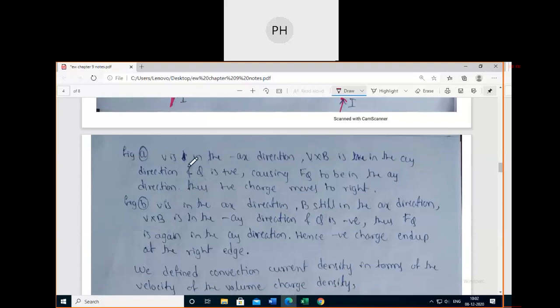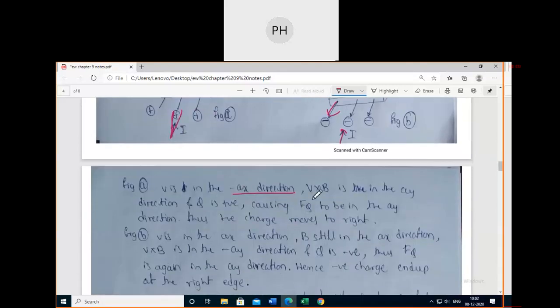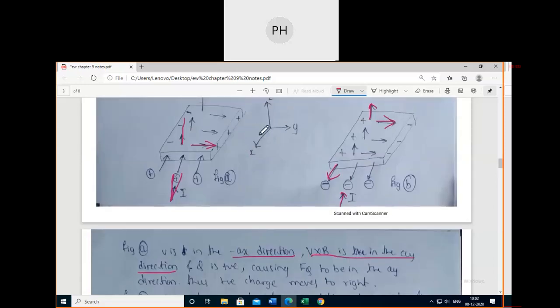In figure A, v is in the minus a_x direction. This is the minus a_x direction. v cross B is in the a_y direction. This is the a_y direction.